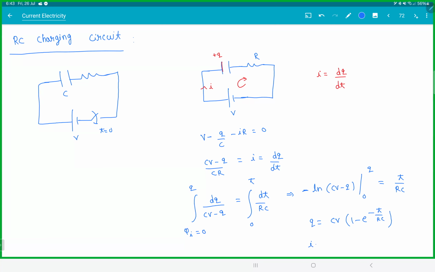And if you want to find current, just differentiate this, dq by dt. You end up with V by R e power minus T by RC. So it's not a constant, it's an exponential function. So if something comes, this is how you proceed. Let the current be I, let the charge be Q, apply Kirchhoff's law and integrate. This is a brute force technique, this will work. It might be complex, but this will work. Later on, I'll show you a simpler version. There is a way to figure this out much faster. But have a look at this integration. Any doubts?